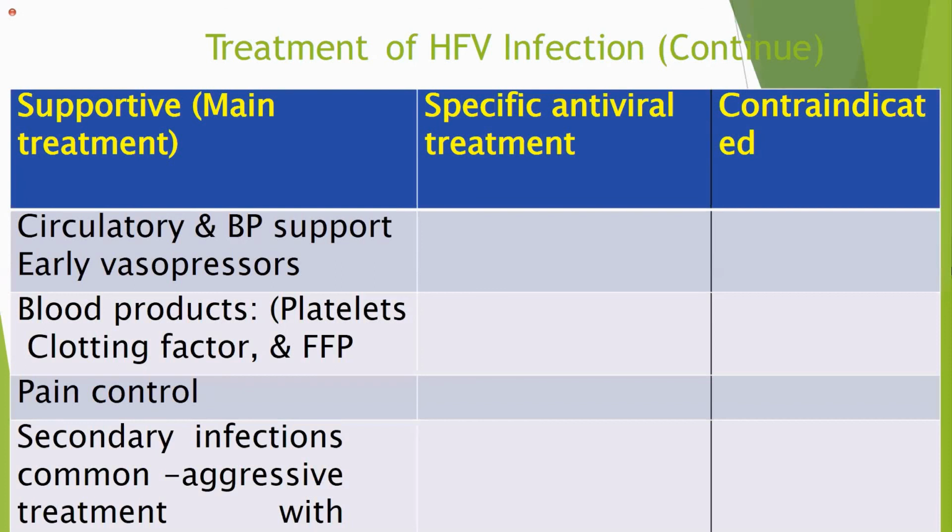As in dengue, when the platelet count is less than 10,000 or there is a major bleed, then we have to transfuse platelets. Pain control, and there are chances of secondary infections. So sometimes aggressive treatment with antibiotics is needed.